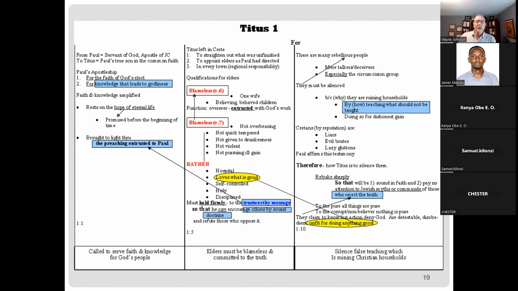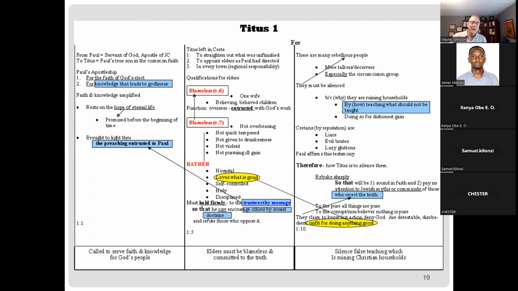Paul then talks about the qualifications for appointing elders. The thing that stood out to me in this passage was the word blameless. Twice, Paul introduces something with the word blameless. So blameless in family: husband of one wife, believing and well-behaved children. And the function is stated: the elder is to be an overseer, who's entrusted with God's work. So the role of the elder is to oversee.